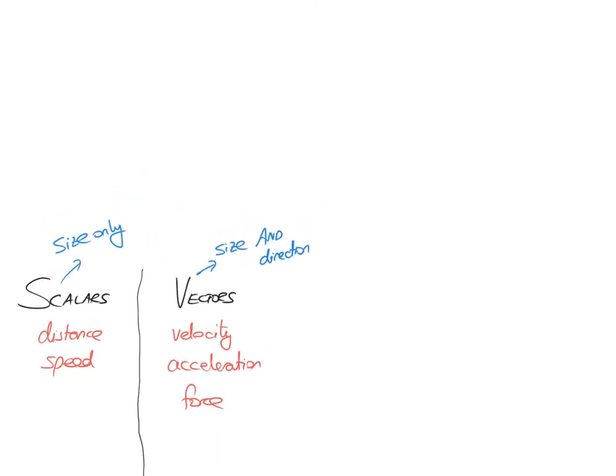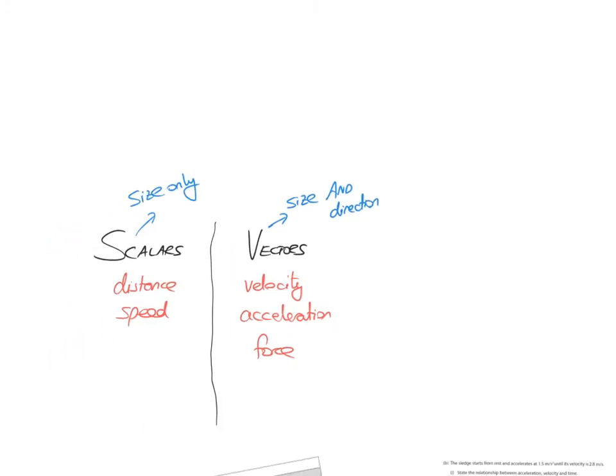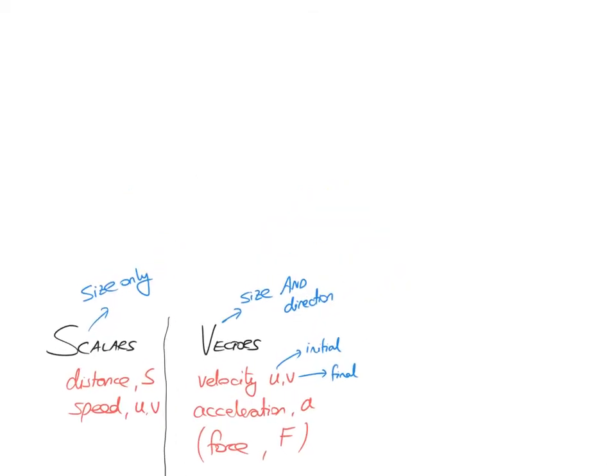So, first of all, the symbols for distance, speed, velocity, acceleration, and force are: S for distance, U or V for speed, U or V for velocity, A for acceleration, and F for force. In fact, we won't be worrying too much about force now because we're only discussing motion. Remember that U is the initial speed or initial velocity and V is the final.